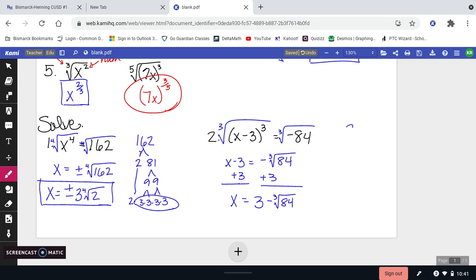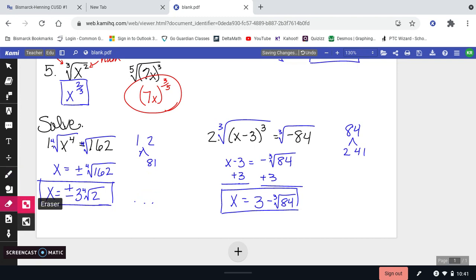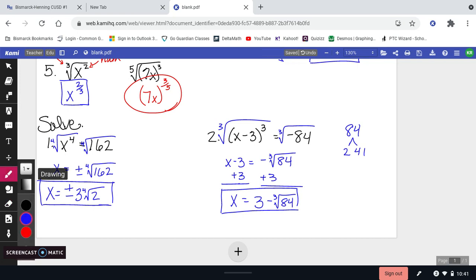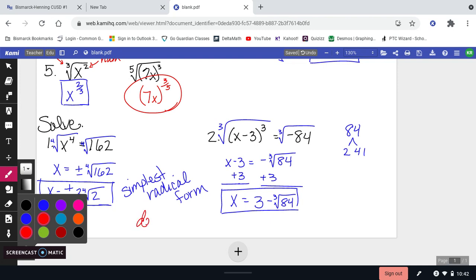Now that 84, let's do a factor tree to see if there's anything in here we can use, and there's not. So I can't really simplify that anymore. So this is your answer. Now a couple other things real quick before we finish. These are answers in simplest radical form. If I ask for simplest radical form, this is what I'm looking for. However, you could also give these as decimal approximations.